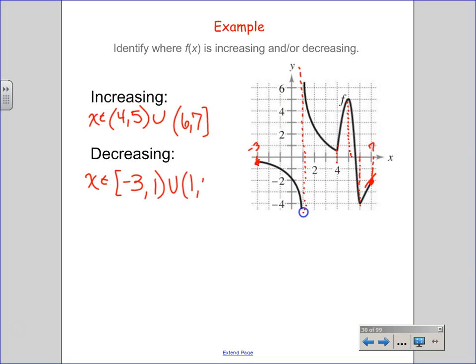I can also do 1 to 4, right? I had to split it up at 1 because at 1, there's no connection here. Can't say what's going on at 1. Nothing is. It's a vertical asymptote. Decreasing again from 1 to 4. Decreasing again from 5 to 6.